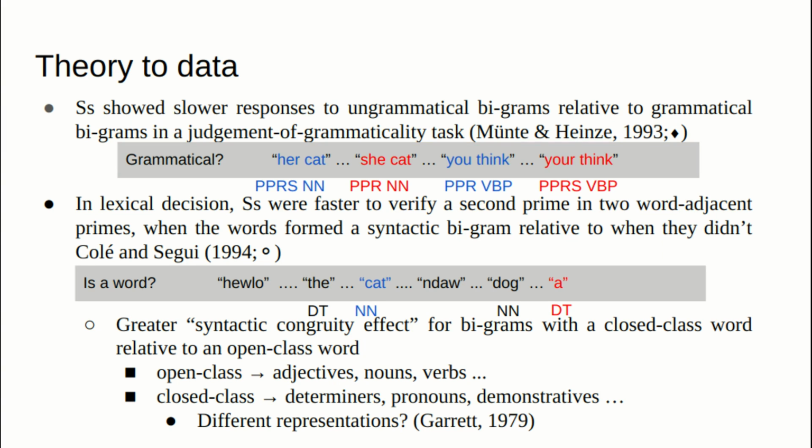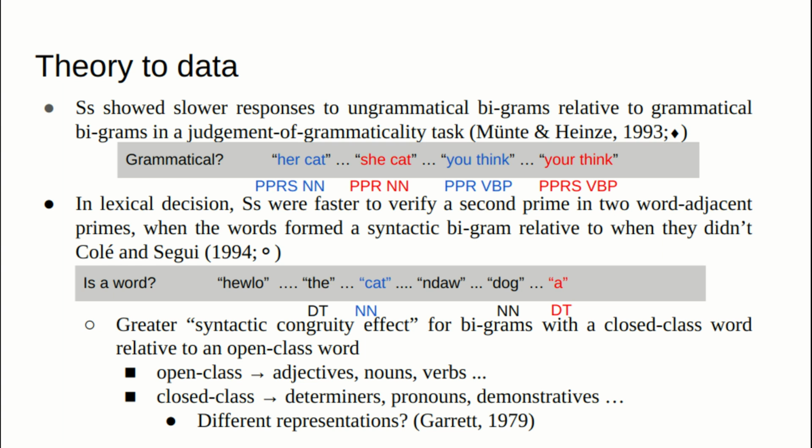Mont et al. had subjects see a set of bigrams and judge whether each was grammatical. Each grammatical bigram included a possessive pronoun followed by a noun, "her cat", or a personal pronoun followed by a verb, "you think". Violations were introduced by either swapping the possessive pronoun with the personal pronoun, as in "she cat", or taking the personal pronoun and swapping it with a possessive pronoun, as in "your think". Mont et al. found subjects were faster when responding to the grammatical bigrams relative to the ungrammatical bigrams.